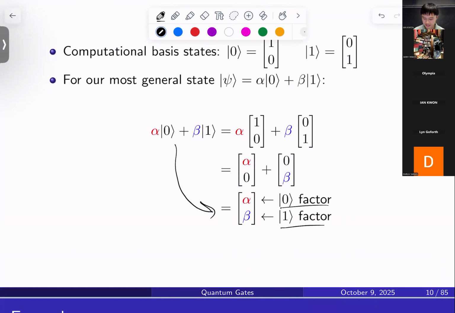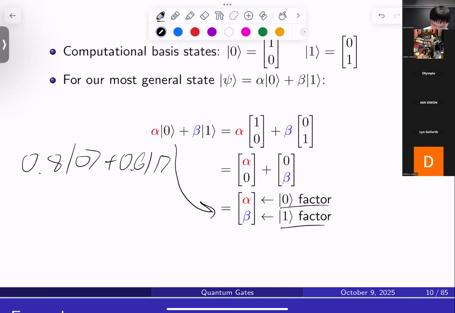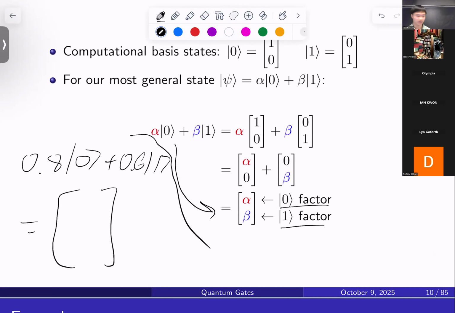As an example of this, let's say we have some other state like 0.8|0> plus 0.6|1>. Can anyone tell me what this looks like as a vector? Just using this rule. Is this legible, by the way? Sorry, guys. Yeah, 0.8 on the top and 0.6 on the bottom. Yeah, exactly.